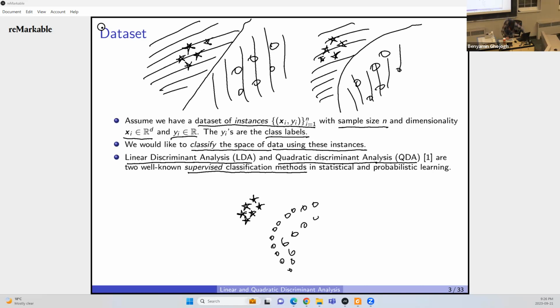Assume your data is like this. Of course, QDA is better for this. QDA will fit something like this, but LDA will tell you this. LDA will have error, because here for a test point, I suppose that this is a star, but LDA will tell you it's a circle. It depends on the pattern of your data.